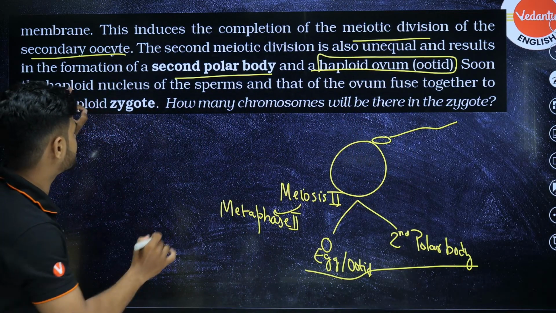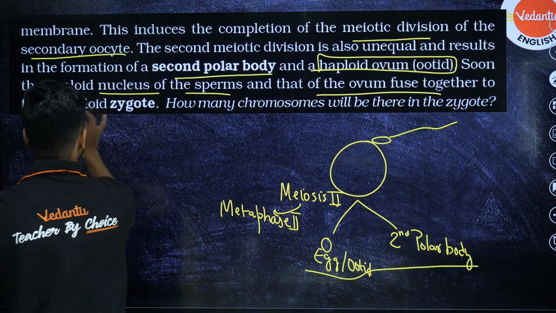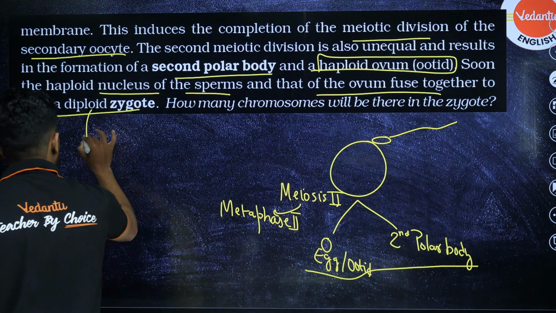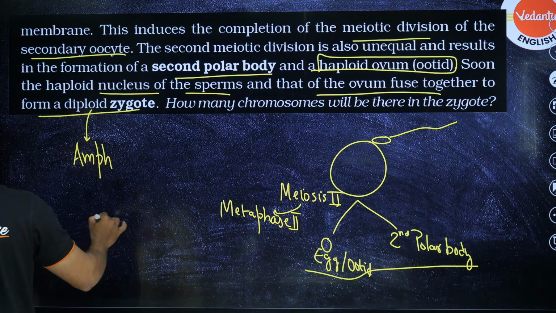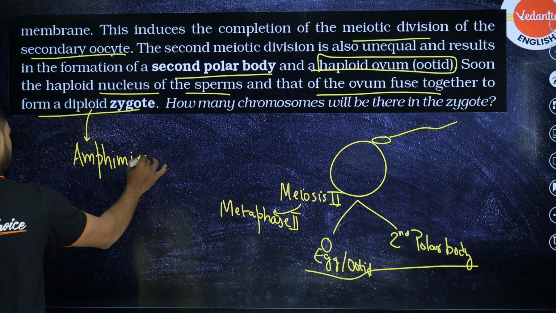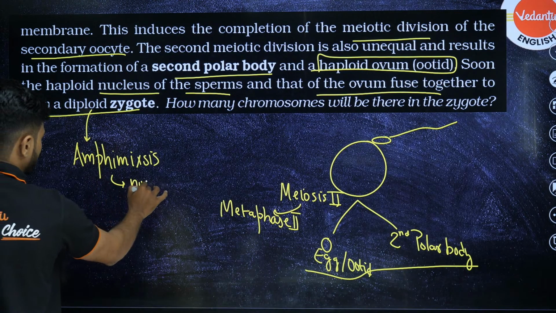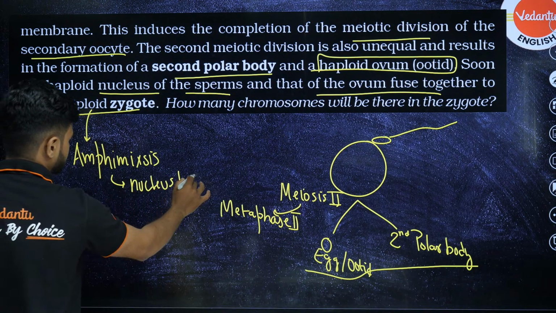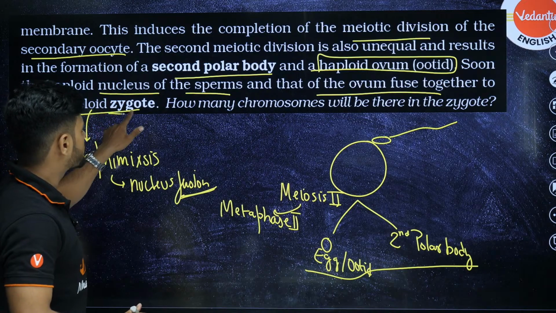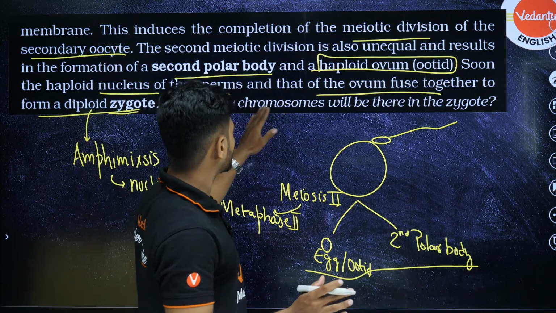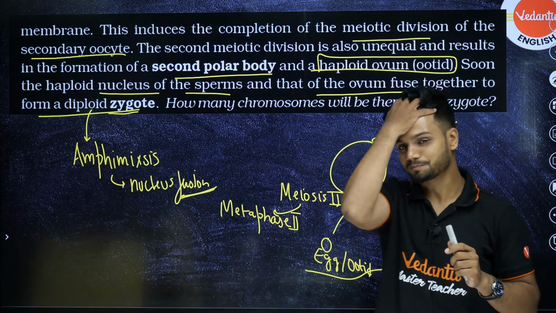Soon the haploid nucleus of the sperm and that of the ovum fuse together to form the zygote, and this is called amphimixis, the fusion of nuclei. Clear? That results in the formation of the zygote. How many chromosomes will be there in the zygote? The zygote is diploid in nature.